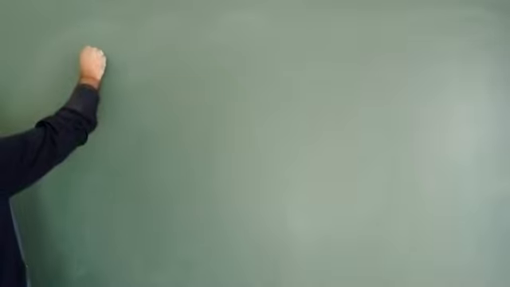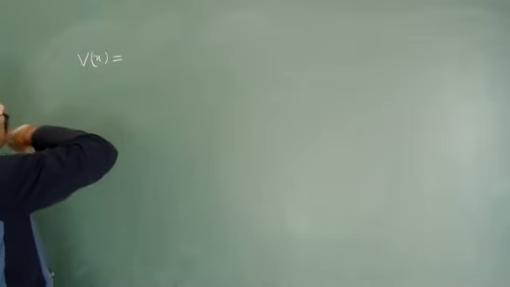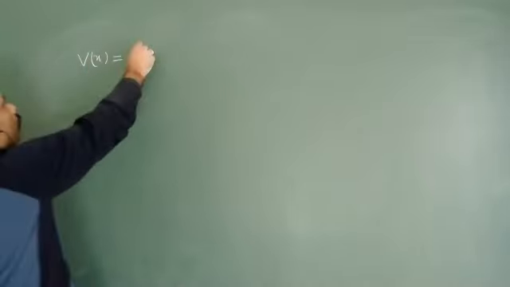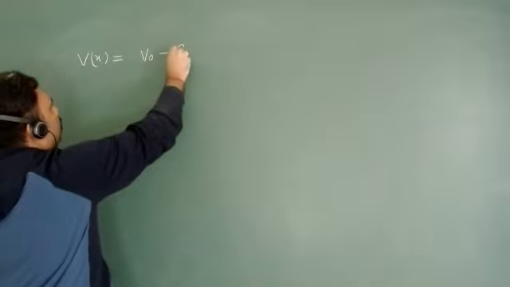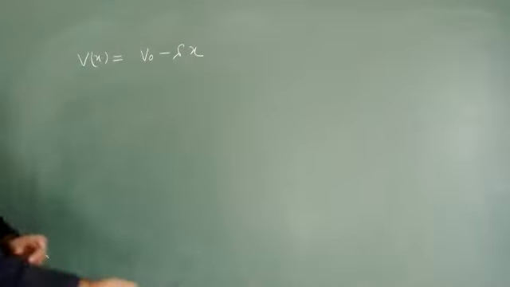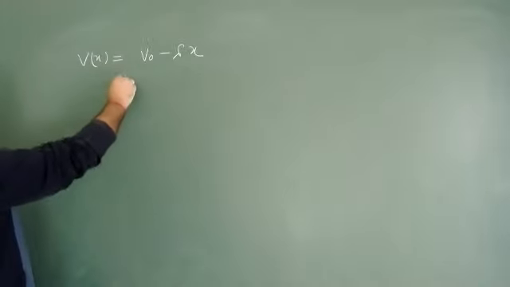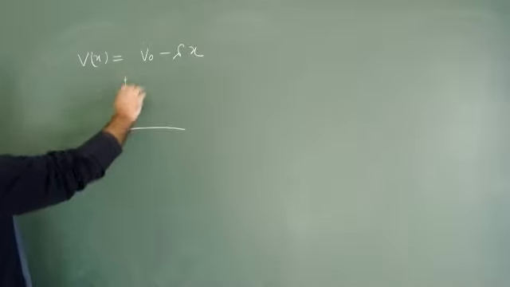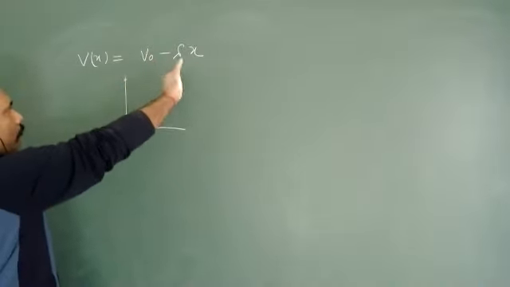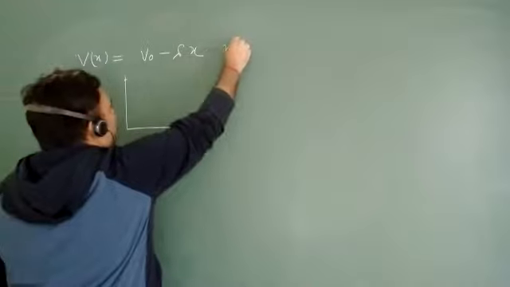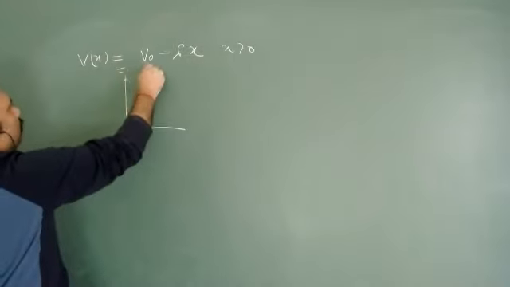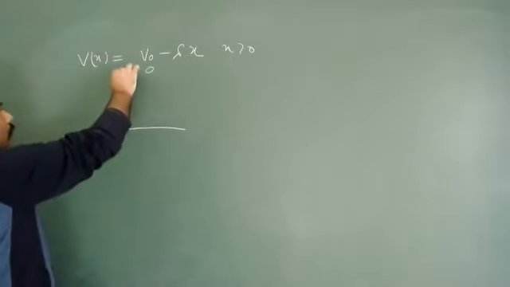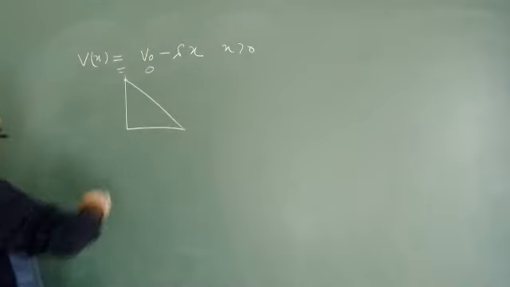Let us go for this potential. This is very nice: V naught minus lambda x. This is something like a wave shape potential. If you plot it, how will it look? At x equal to 0, you have V naught. As you move in the direction where x is greater than 0, it goes to 0. So this will be something like this, right?